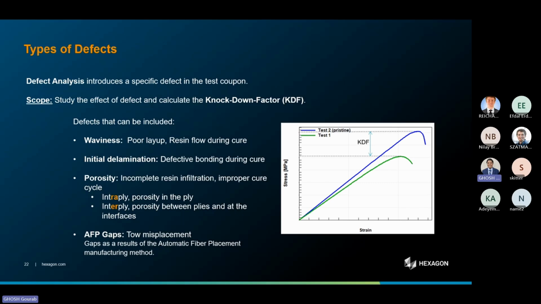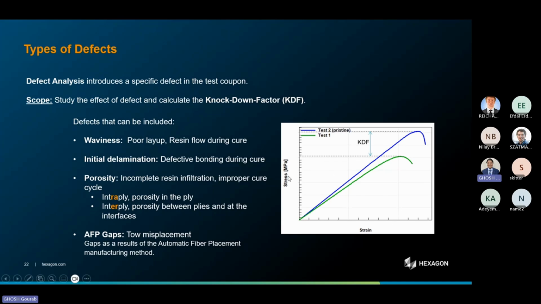There can be porosity, which can be a result of incomplete resin infiltration, improper cure cycle. Now, porosity can be both intraply or interply. For the intraply, this is the porosity in the ply itself. Interply is the porosity between the plies and at the interfaces of the plies. And there can be automated fiber placement gaps. So tow misplacement, these gaps can be a result of the automatic fiber placement manufacturing method. So all of those things are pretty common to happen during manufacturing.